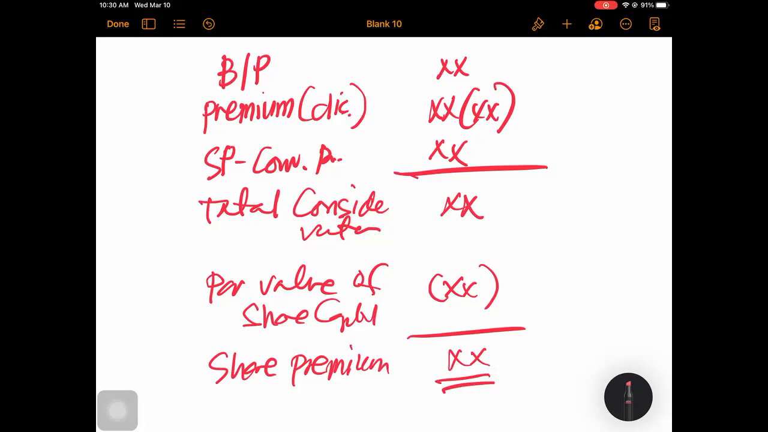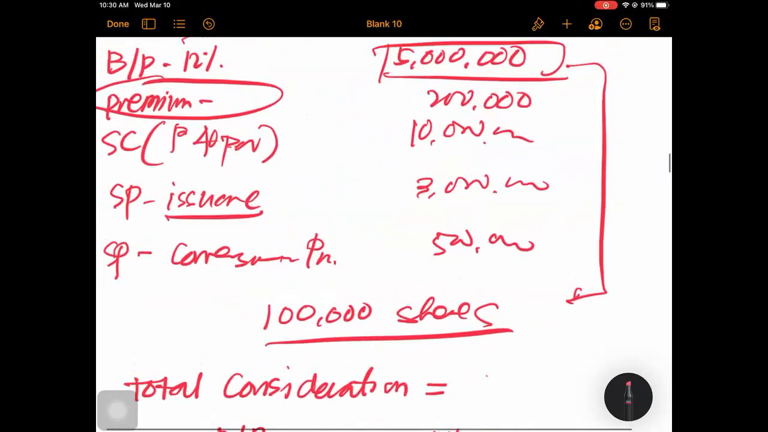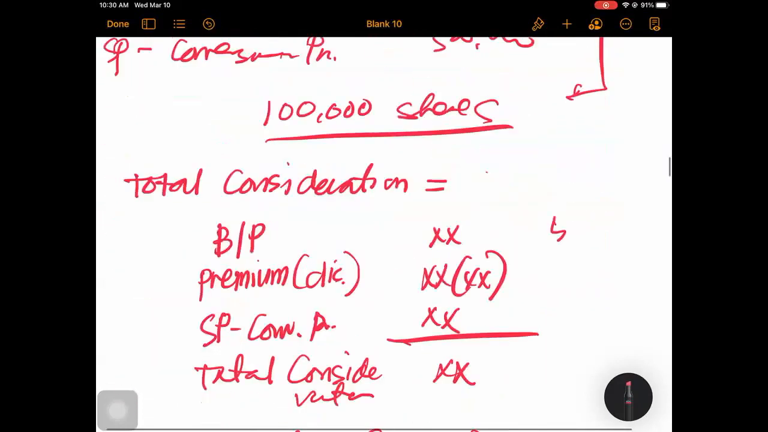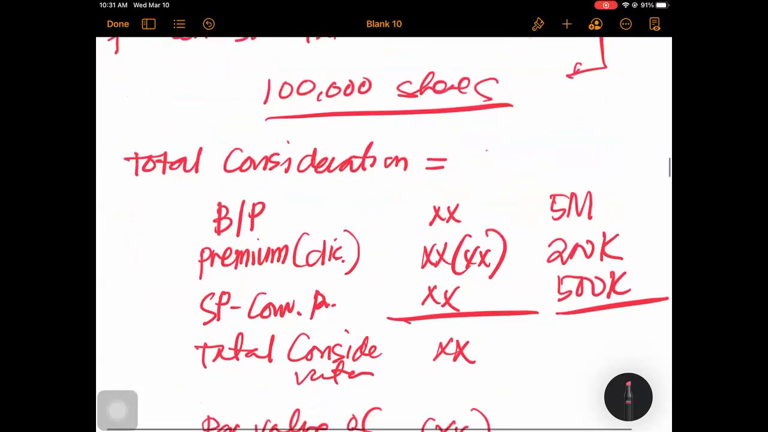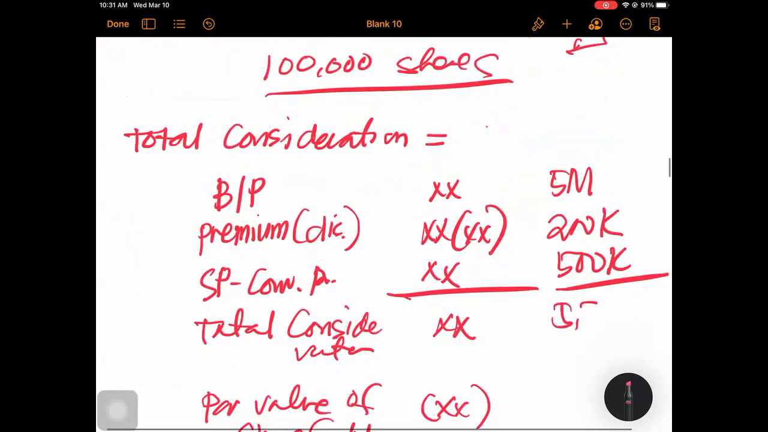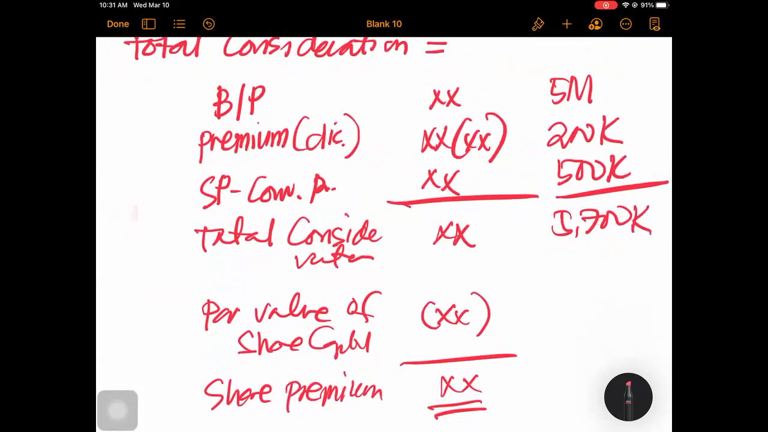Okay, based on the problem, we have a bonds payable of 5 million. We have a premium of 200,000 and we have share premium conversion privilege of 500,000. Therefore, the total consideration for this illustration is 5,700,000. How about the par value of share capital?